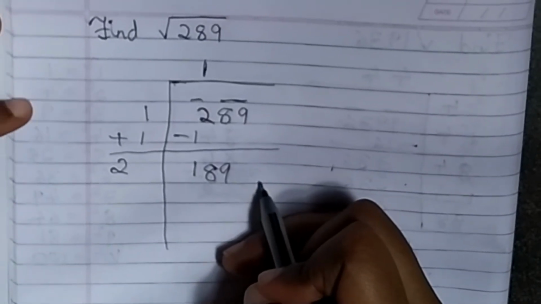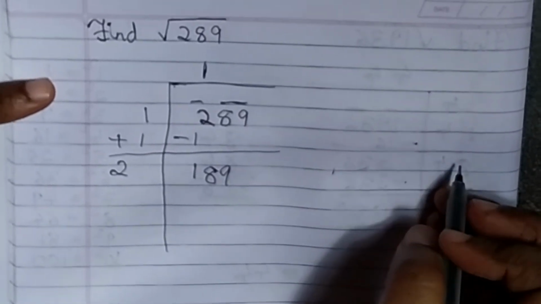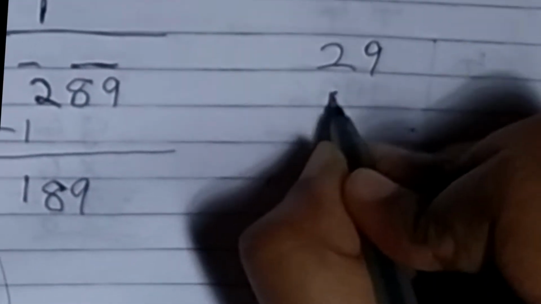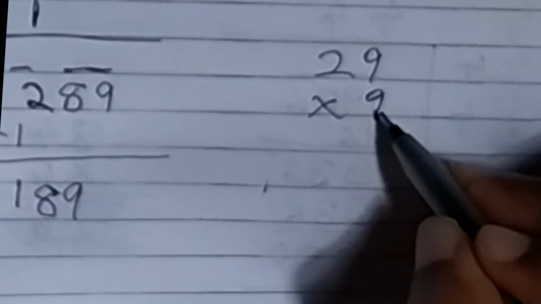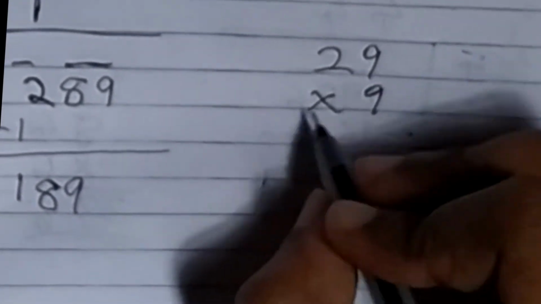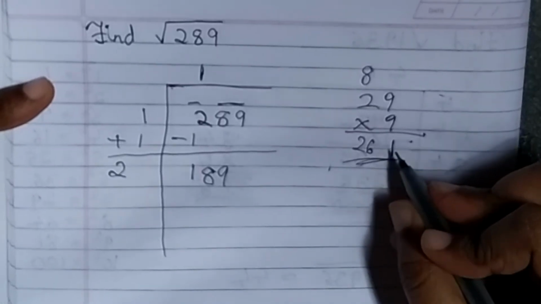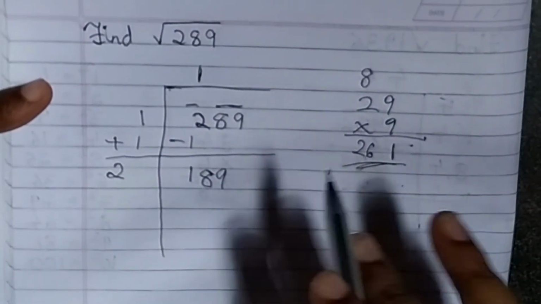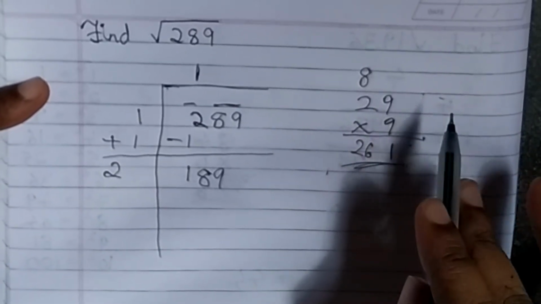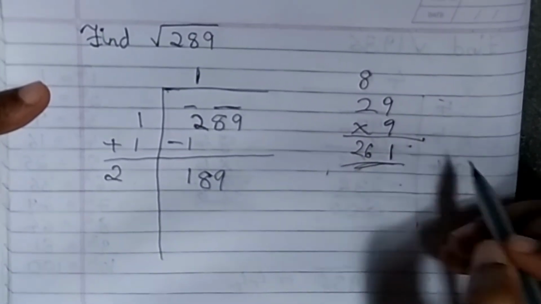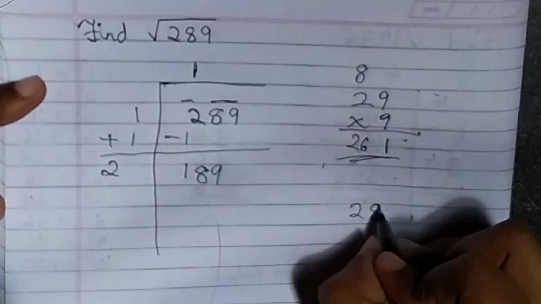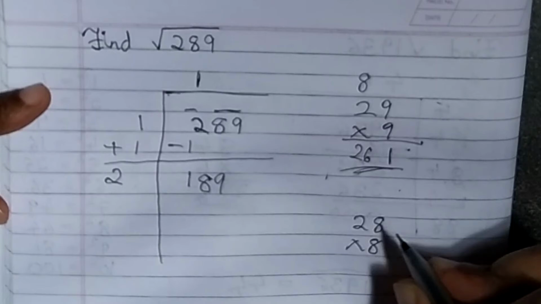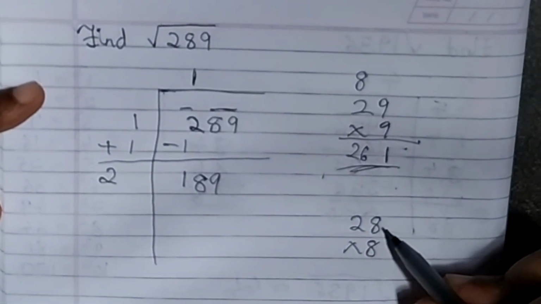But we will not multiply directly. How will we do it? See, 29 into 9. Whichever number we are multiplying, that same number should be there in the units place. So 29 into 9 will be how much? This number we cannot take because here there is only 189 and this number is bigger. So we cannot take 9. We will see with 8. So 28 into 8. Whichever number we are multiplying, the same number will be there in the units place.